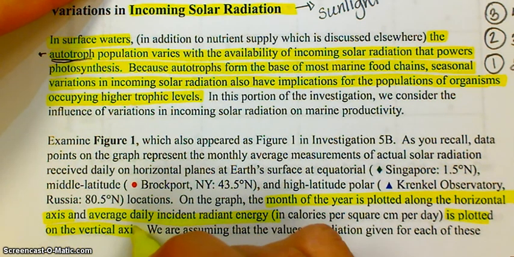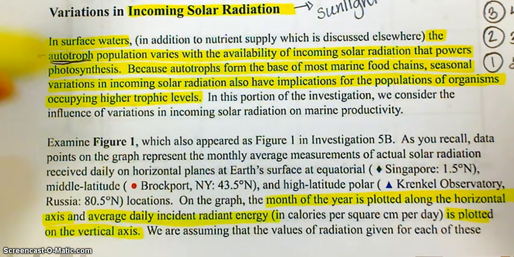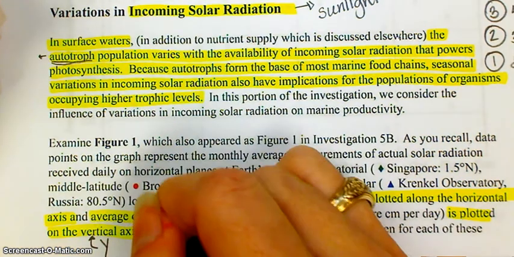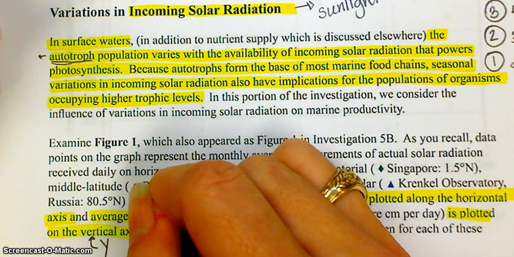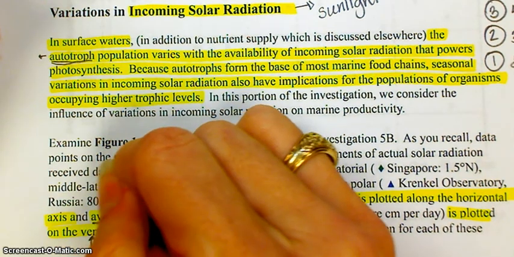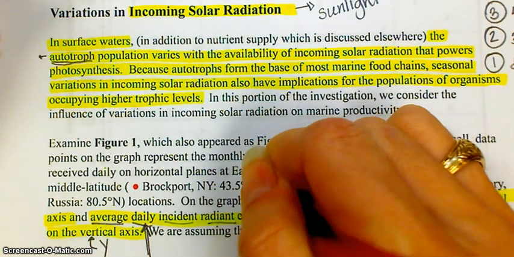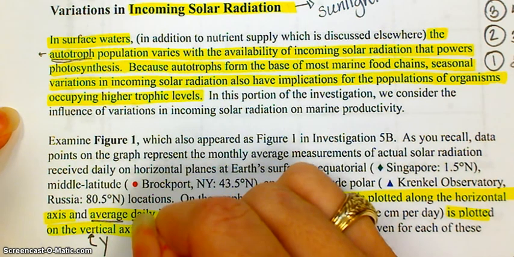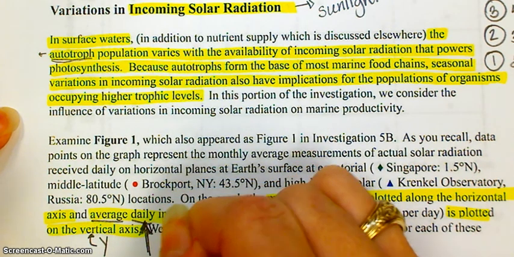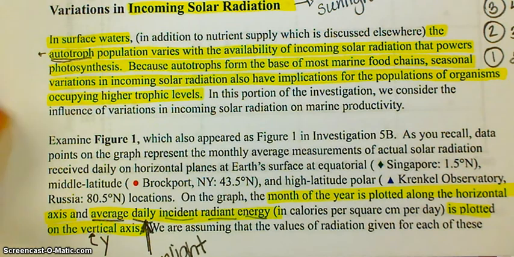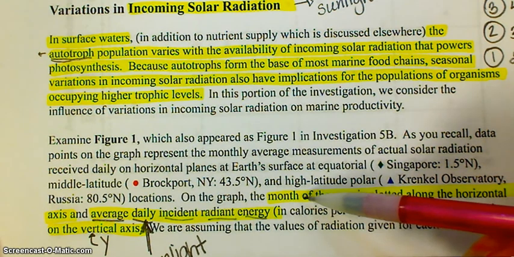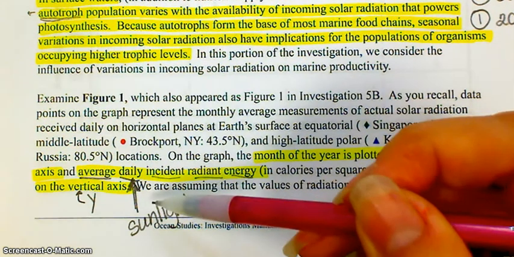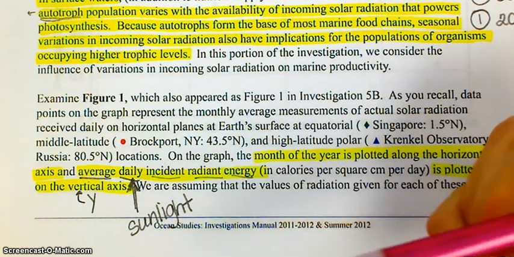I want you to take your pencil. First of all, vertical axis is your y-axis, but point to this up here, average daily incident radiant energy. That is a really big way of saying sunlight. Basically, what you're doing is you're plotting the month of the year on the x-axis, and you're plotting sunlight on the y-axis. That's what we're going to do.